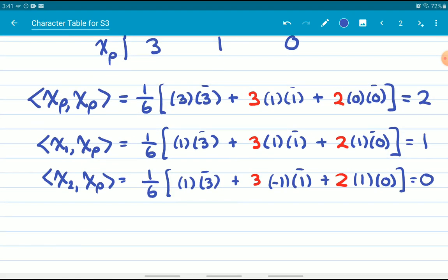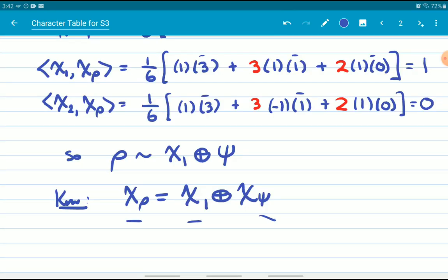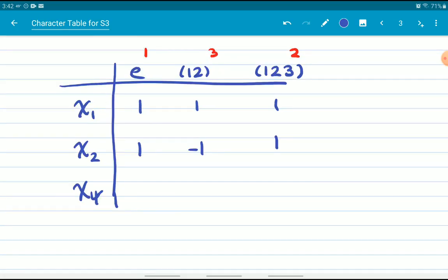So there's going to be a copy of chi1 in rho. So rho has to be equivalent to a direct sum of the one-dimensional representation chi sub 1, the trivial representation, and something else. What's the something else? Well, we know that when we add representations, we add their characters. And since I know the characters of rho and chi1, I therefore know the character of psi, whatever that other summand is. So now I can put in psi. I'll just subtract chi1 from the values I had for rho. That's going to give me 2, 0, and -1.